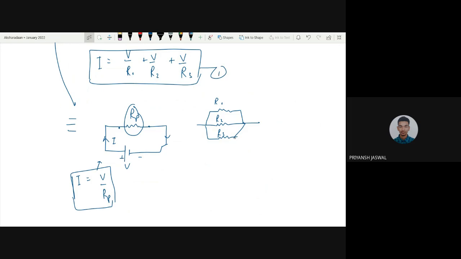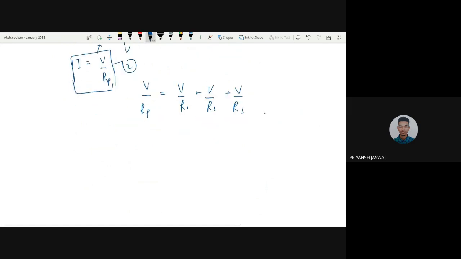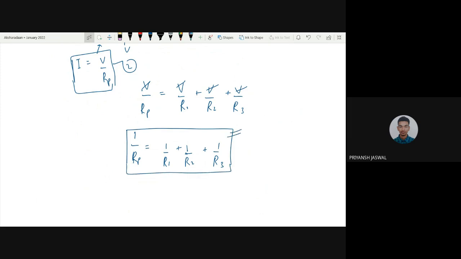Now say this is equation 1 and this is equation 2. Put 2 in 1, 1 in 2, or compare 1 and 2, anything. We get V by Rp equals V by R1 plus V by R2 plus V by R3. V is common, so it cancels out. We are left with 1 by Rp equals 1 by R1 plus 1 by R2 plus 1 by R3. This is the net resistance for the resistors arranged in a parallel combination.